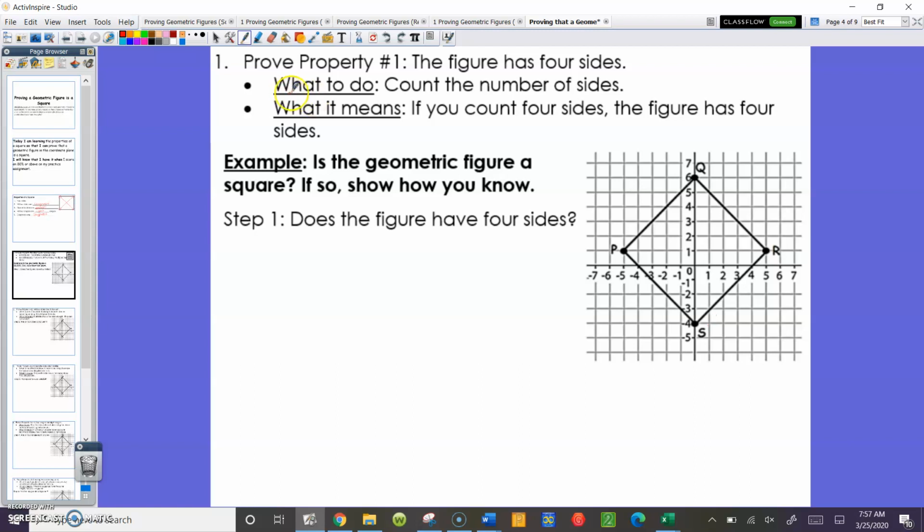So up at the top, I've told you what to do and then what it means. So in order to answer the question, does the figure have 4 sides? We're going to count the number of sides. This is 1 side, 2 sides, 3 sides, and 4 sides. What it means, if you count 4 sides, then the figure has 4 sides. So let's go ahead and answer the question. Does the figure have 4 sides? Yes, the figure has 4 sides.